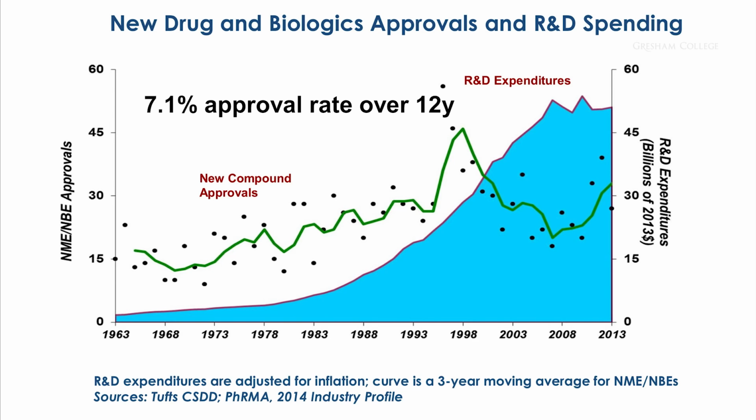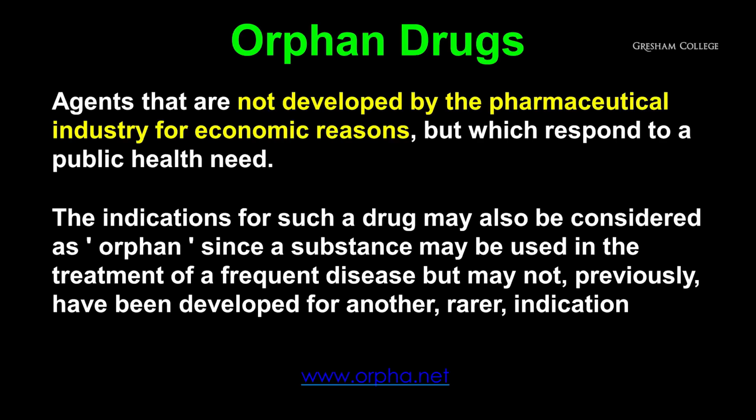And these become something called orphan drugs, drugs that are not developed by the companies for economic reasons and sit on a shelf, even though they might conceivably respond to a public health need. You could also have a drug called an orphan drug if it's used for treating a common disease, and then actually it might be useful for a rare disease.